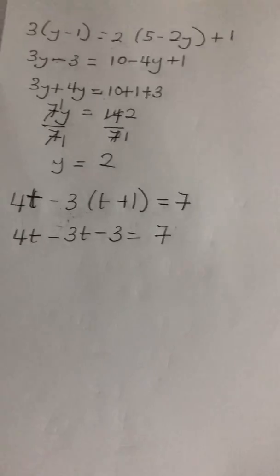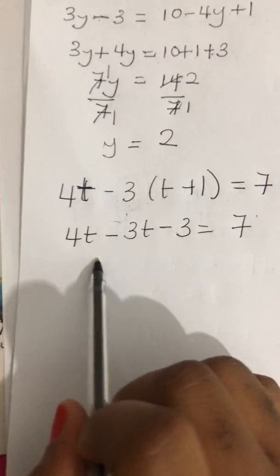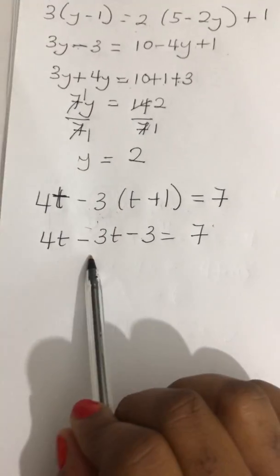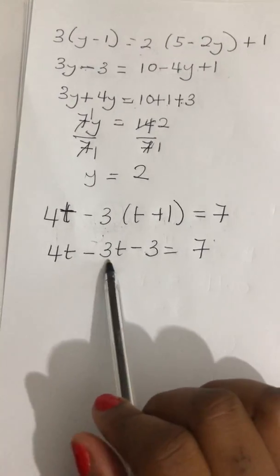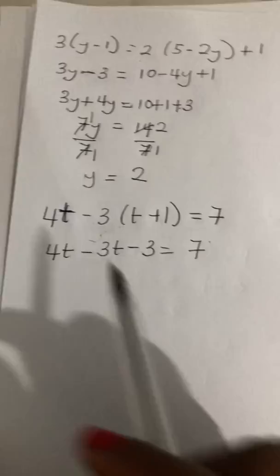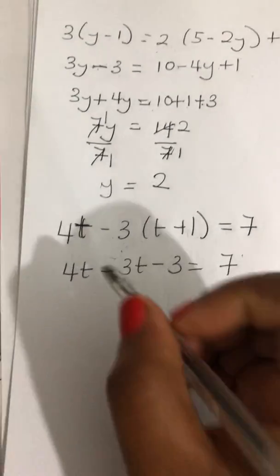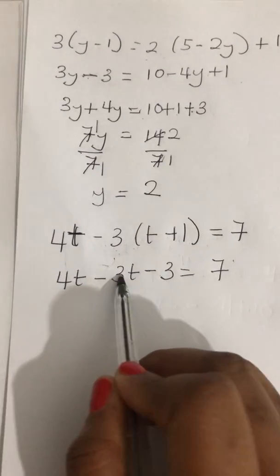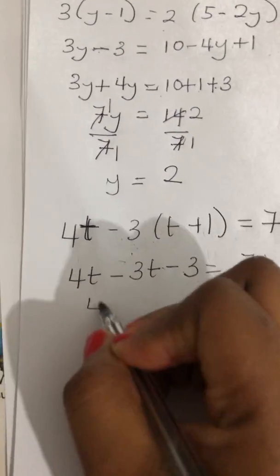Okay, so we are going to continue. Now, what we have here is that we already have these people who have already grouped themselves, right? They've already been grouped. So what you are going to do is that you have your 4t minus 3t. So they are standing here. So you can bring it down here.